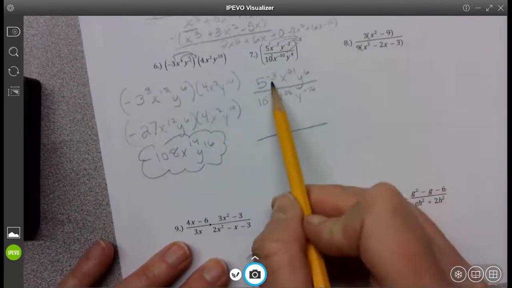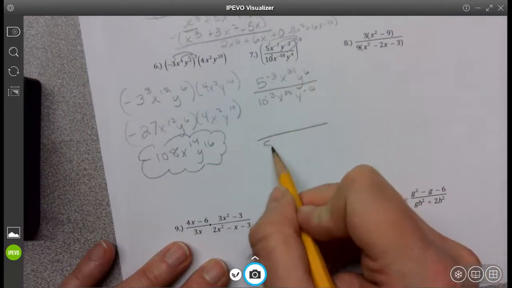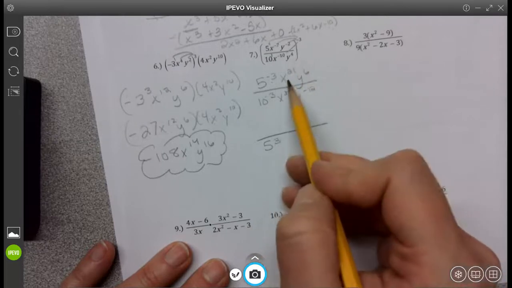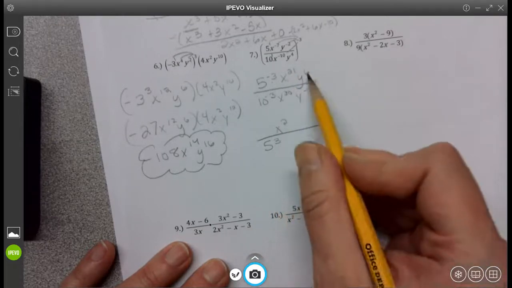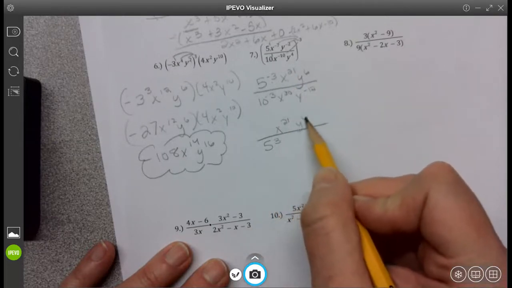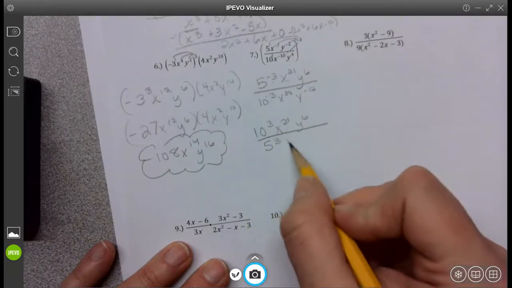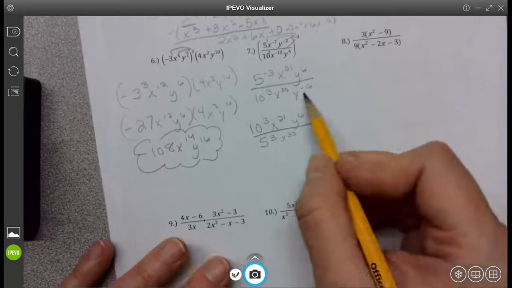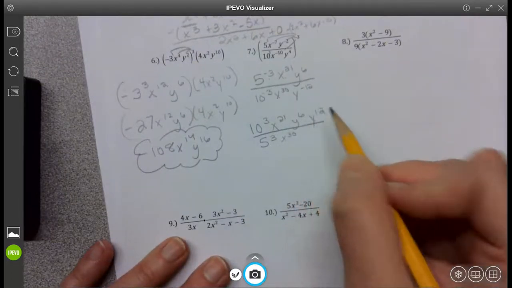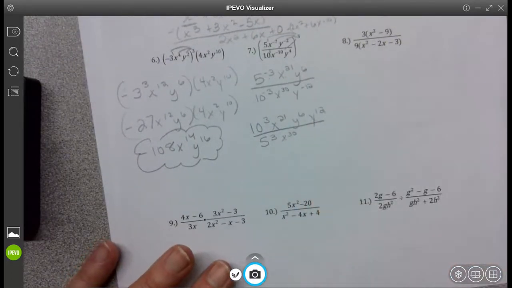If you have a negative exponent, it gets moved to the opposite side. A positive exponent stays. Moves, stays, goes. So I like to move everything first, keep it positive.